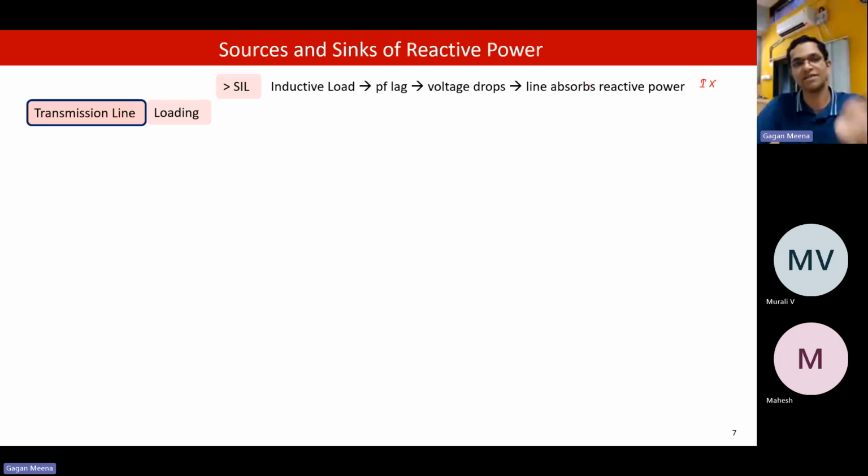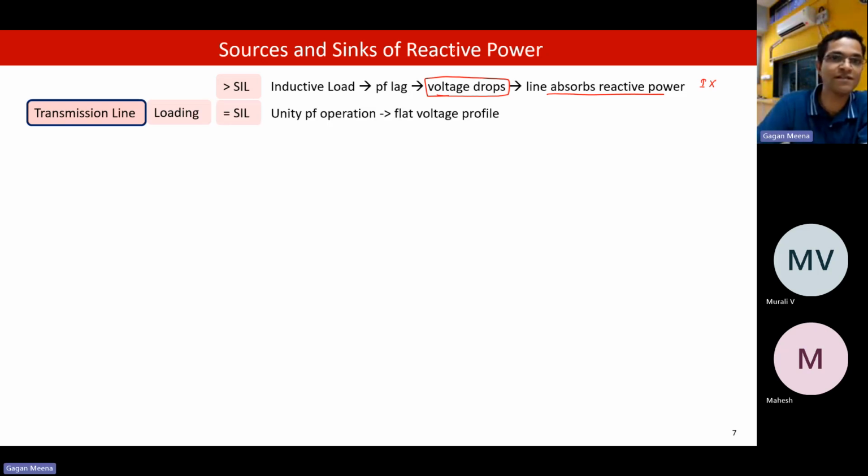We'll see the transformer next. So if the loading is greater than surge impedance loading, then there will be absorption of reactive power, and as a result, there is a voltage drop. If it is equal to surge impedance loading, then there is unity power factor operation and the voltage profile is flat. Flat voltage profile means, over the length of the transmission line, from the sending end to the receiving end, the voltage remains the same throughout the line.